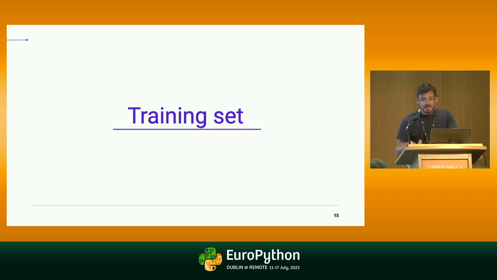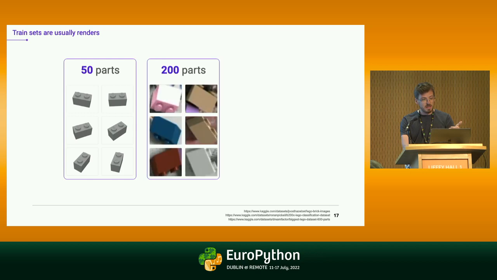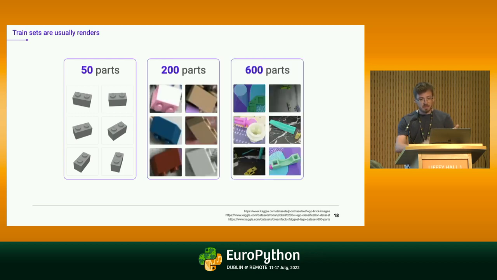Okay, so we have a validation set, and now we want to train some model, so we need a training set. We can Google for some training sets, and actually there are a lot of them. If you just try it, there are at least 50. But the problem is they are mostly renders. Some are pretty poor quality. Some are better.